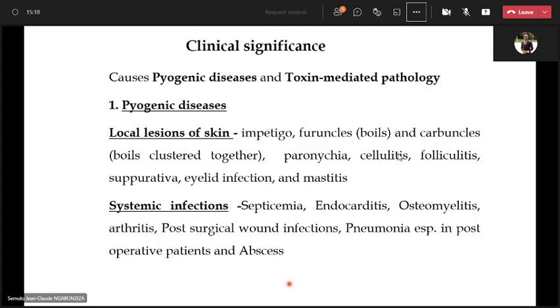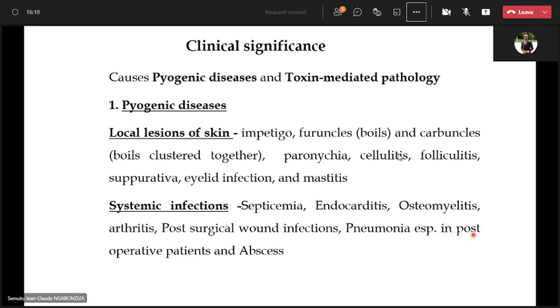So there are two categories of disease that can be caused by Staph aureus: pyogenic disease and toxin-mediated pathology. As pyogenic disease, we can have local lesions of the skin, like impetigo, furuncle, boil, and all these superficial inflammatory lesions on the skin. Or it can cause systemic infection, like septicemia, endocarditis, osteomyelitis, arthritis, or even deeper.